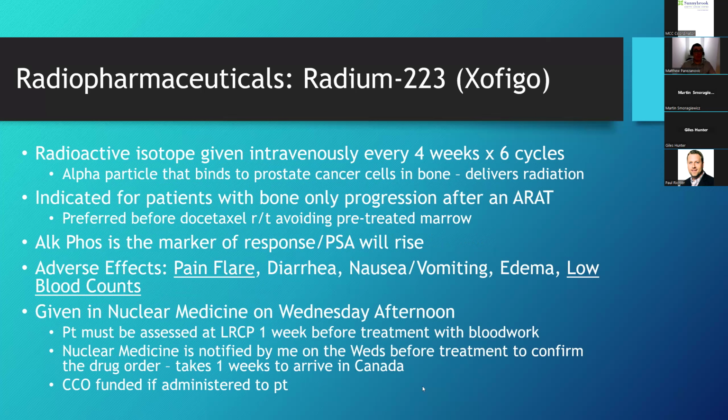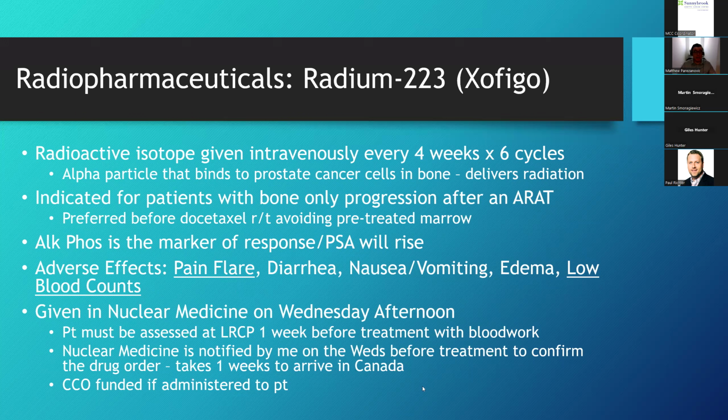Radiopharmaceuticals, so Xofigo. This is a radioactive isotope that's given intravenously every 4 weeks for a total of 6 cycles. It's an alpha particle that binds to prostate cells in the bone and delivers radiation this way. It's indicated for patients with bone-only progression after an ARAT. It's typically preferred at our center before docetaxel to avoid using this therapy in those that have pretreated marrow. ALK Phos is the main marker of response, while PSA will rise, which is definitely an important point to discuss with patients, as they may be surprised that their PSA is rising to some degree on this treatment.